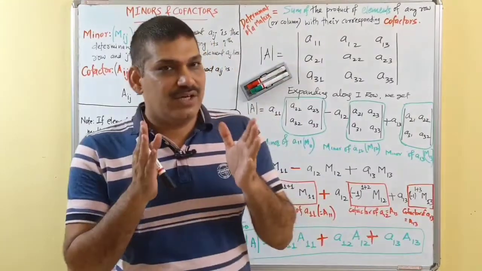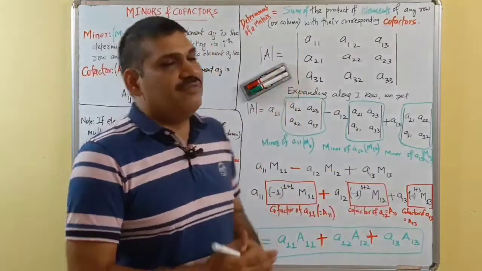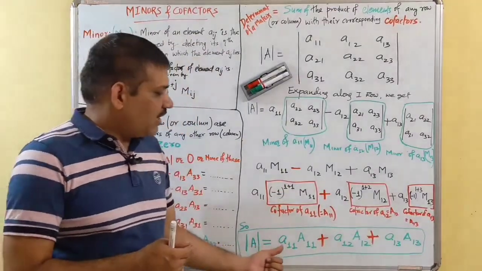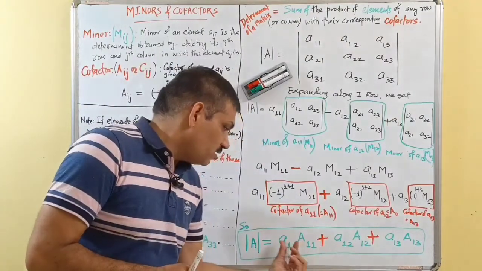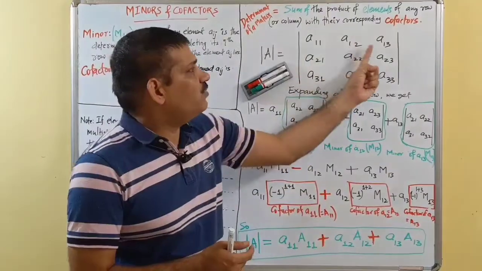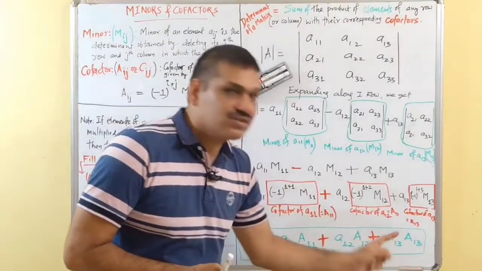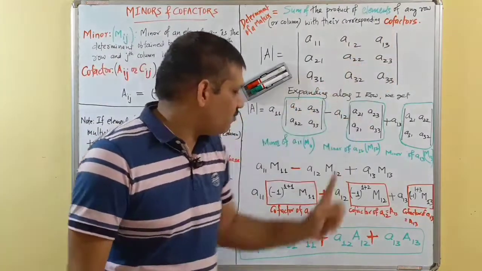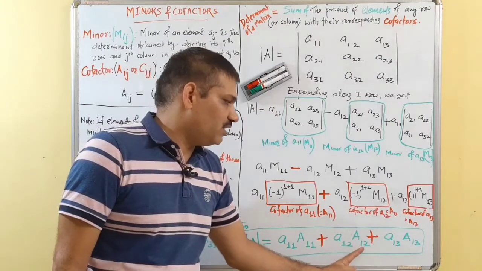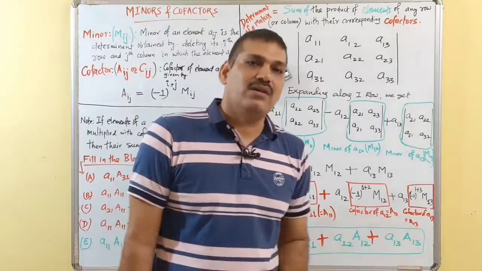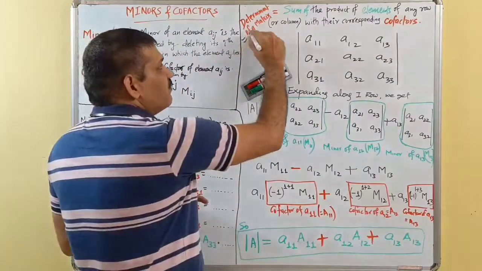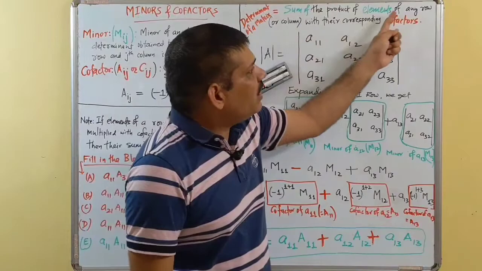See, when we try to evaluate the determinant of a matrix, we get the sum of the elements of a row. Suppose I choose the first row, A11, A12, A13. Elements of the first row are multiplied with their corresponding cofactors. The cofactor of A11 is capital A11, the cofactor of A12 is capital A12, and of A13 is capital A13. So the determinant of a matrix is defined as the sum of the products of elements of any row.